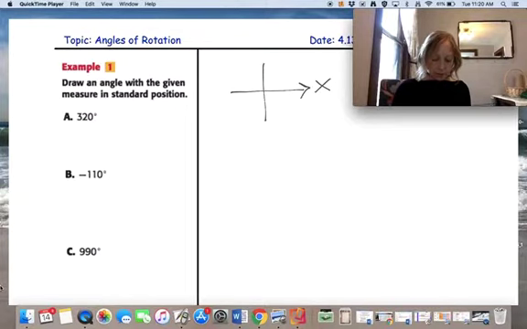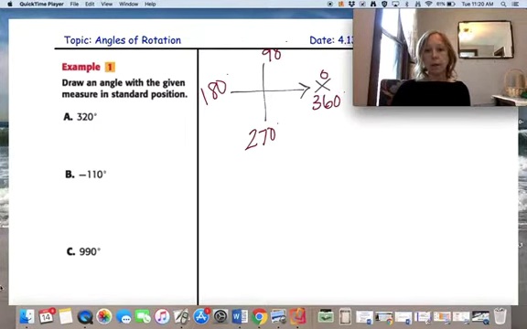So you're going to need to be reviewing that if we go right here, this is 90 degrees, then we have 180 degrees, 270 degrees, and then back here to 360 degrees, or when we started it was at 0. So we're going 320 degrees, which means we're going all the way around 90, 180.